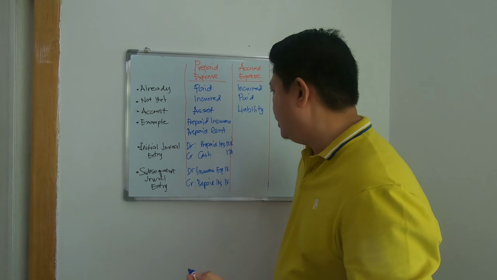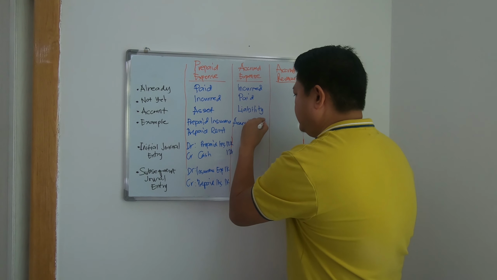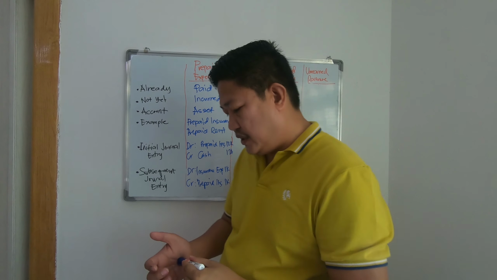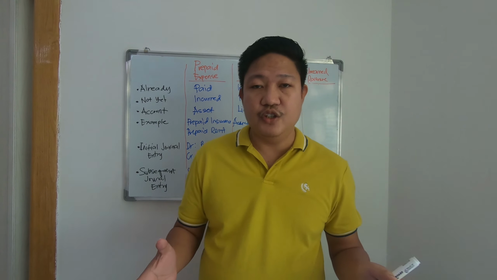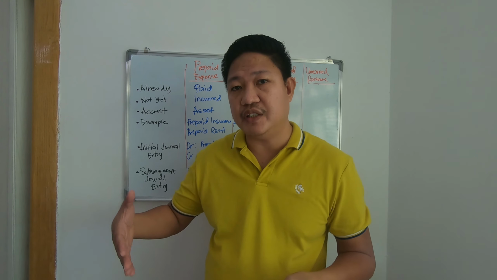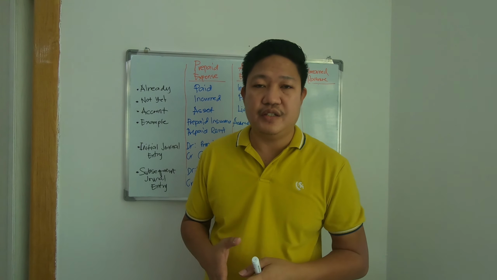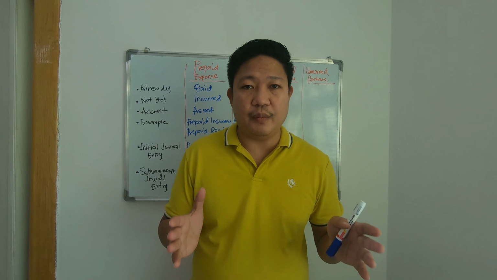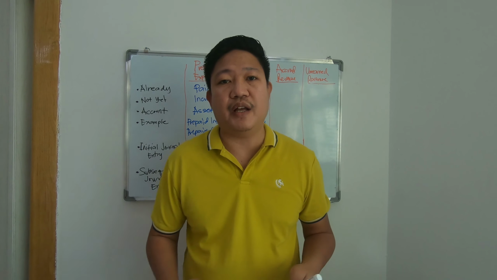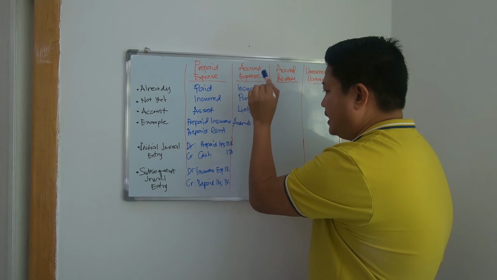And for example, accrued wages. Why accrued wages? For example, you are usually paying your employees on the 5th day of the succeeding month or the following month. So meaning this wage is incurred in the month of January, but you have to pay in the month of February, on the 5th day of February. So in this case, the expense is already incurred but not yet paid.